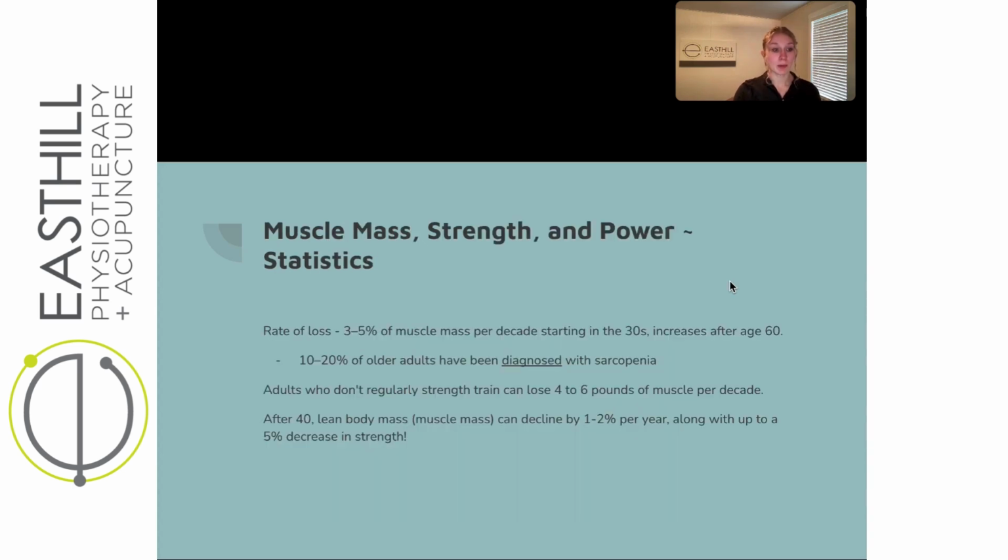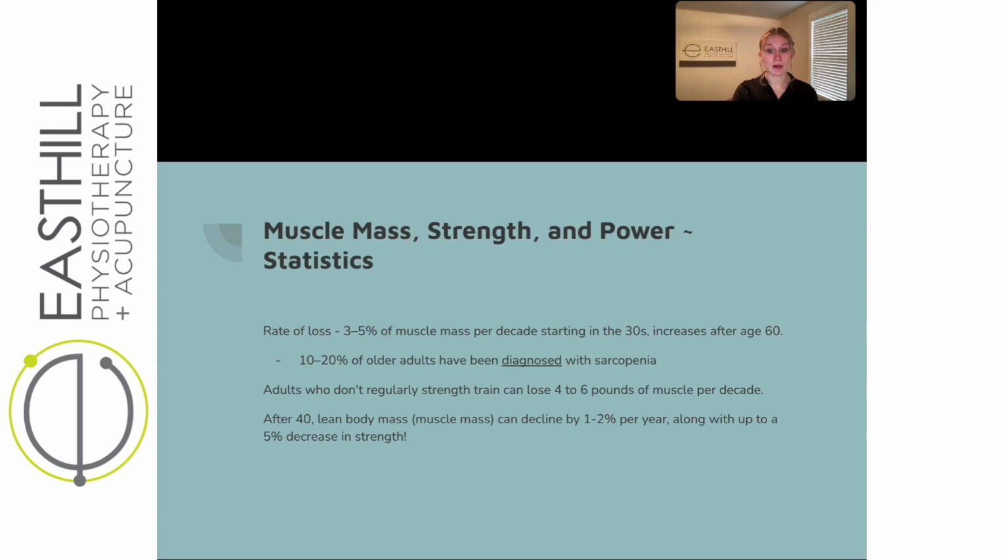So a little bit more about muscle mass, strength, and power. We're going to look at some statistics here. So I love looking at the numbers as they do give us a clear picture of what's going on. Now, with that being said, there will be some variability since it is the human body and we all are just a little bit different. But generally speaking, muscle mass, strength, and power is something that we want to act on sooner rather than later as we start losing muscle after the age of 30.